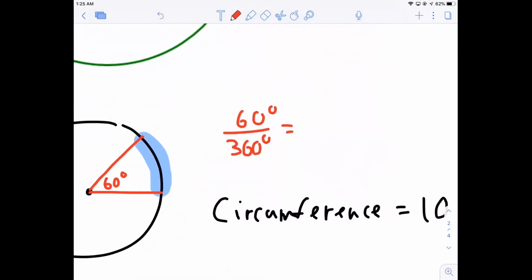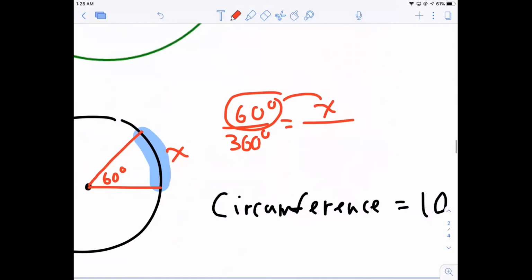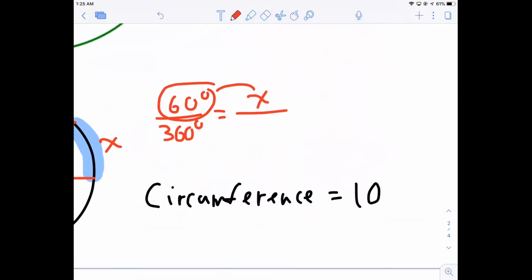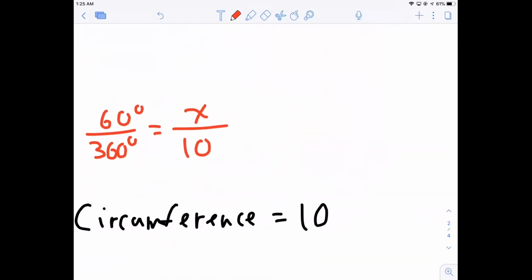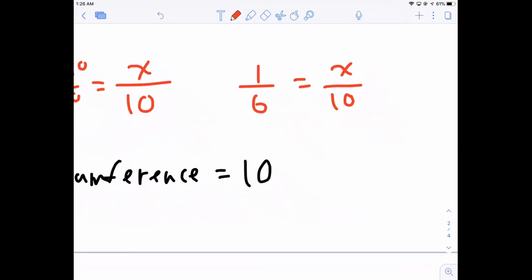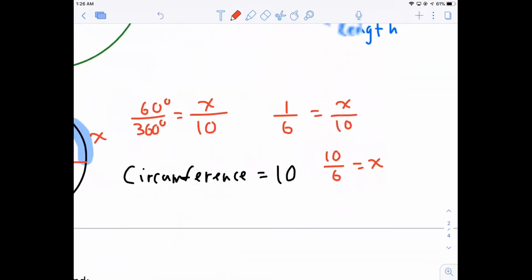So the proportion I could set up is, well, 60 degrees goes with this arc length, let's call that x, and 360 degrees corresponds to the entire circumference of the circle, which is 10. Right, so you can set up a proportion like this. 60 over 360 is equal to x over 10. So solving for x, 60 over 360 is 1/6. Right, 1 over 6 is equal to x over 10. And so we're just going to take that circumference of 10 and divide it by 6 when we cross multiply. Right, it's going to be 10 over 6.